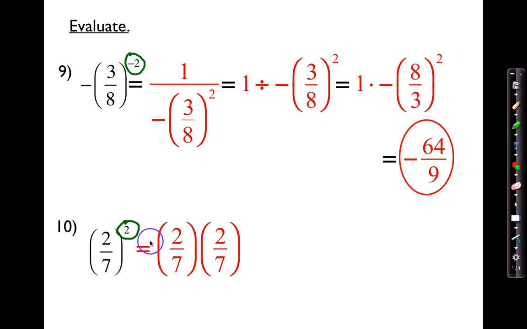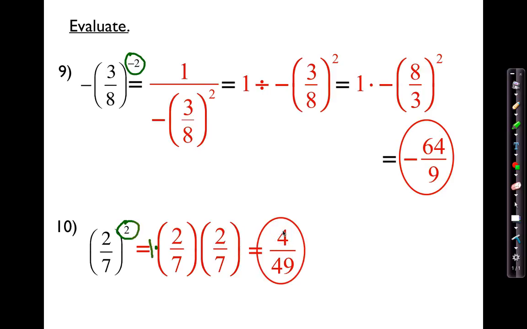So technically we do have a 1 here, but because with positive exponents multiplying by 1 doesn't make too much of a difference, a lot of people don't write it down, which is totally okay. So just understand there is a 1 there too as well. So here, just evaluate it, you would get 4 over 49.